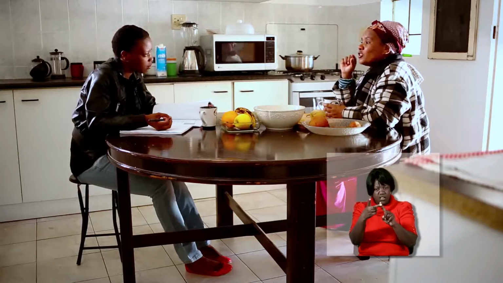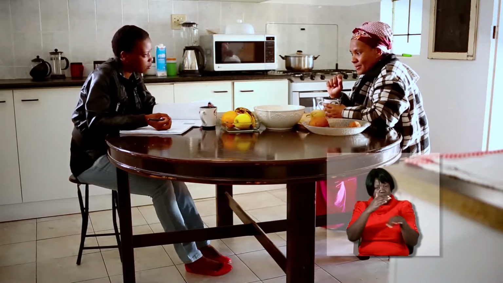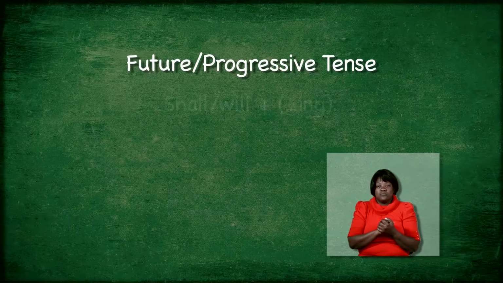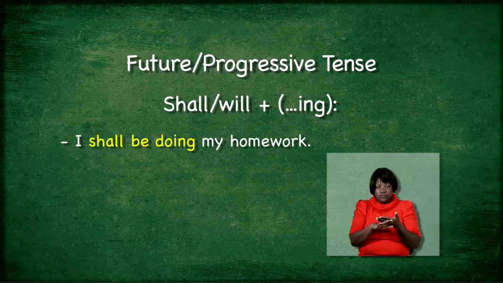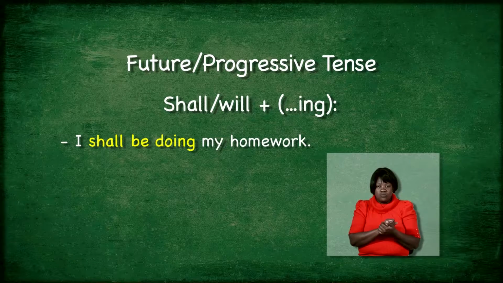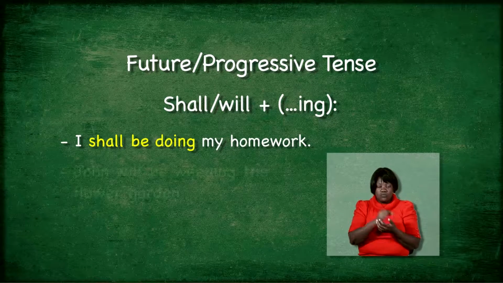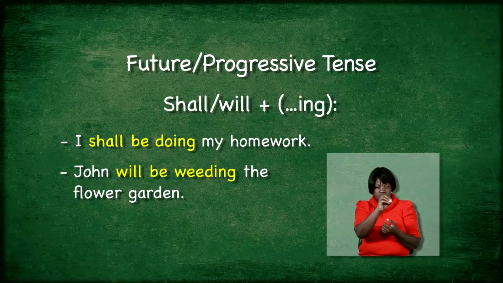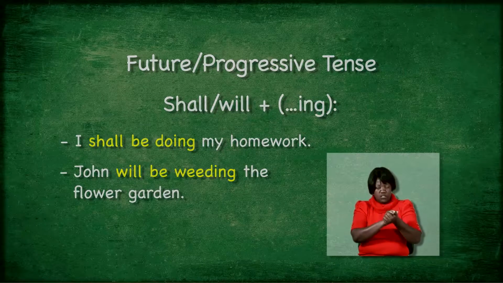Okay, next. Future continuous tense. Well, here the words shall or will are used with ing at the end of the verb in the sentence. Examples are, I shall be doing my homework. Another one would be, John will be weeding the flower garden.